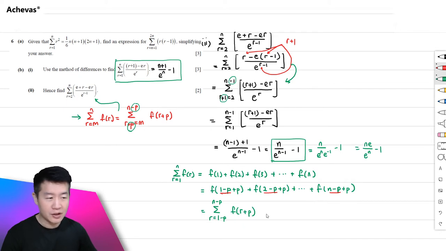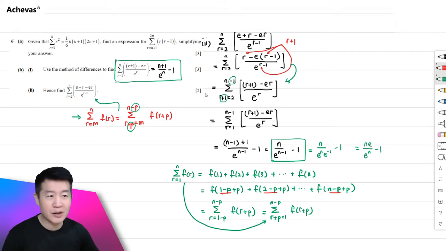Once I've gotten this, if I were to bring this P over to the left-hand side, the sum from R plus P, this is equal to 1, all the way until N minus P of F of R plus P. So I can see this happening right in here. This is exactly the same as this through my manipulation.